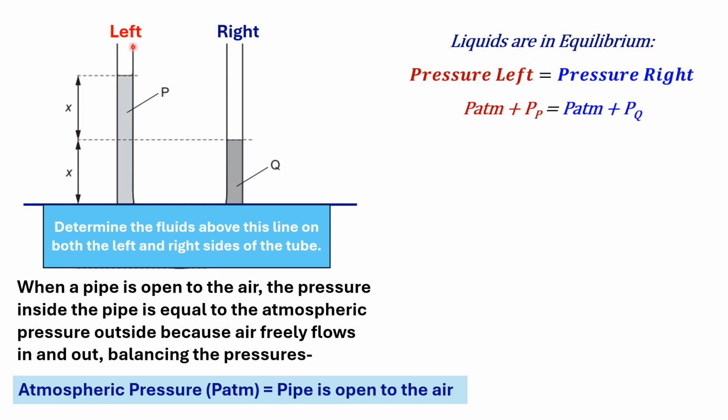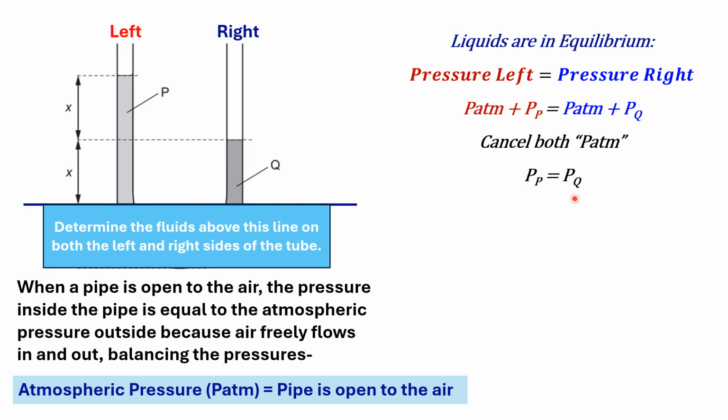So the pressure on the left, we have PATM because it's open to the air, plus the pressure of the liquid P. On the right, again, the pipe is open to the air, so the atmospheric pressure here plus what we have here is the pressure of liquid Q. Now let's cancel both PATM. What is left is the pressure of P is equal to the pressure of Q.